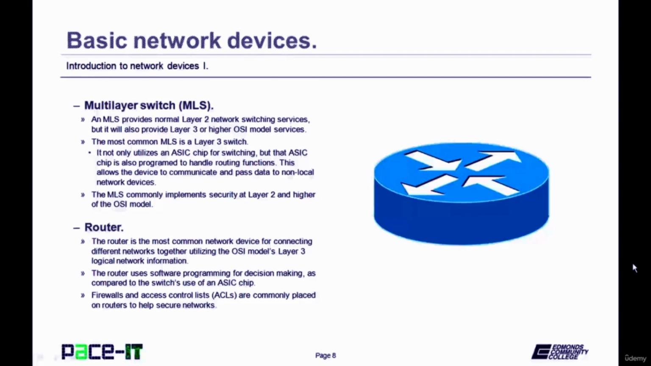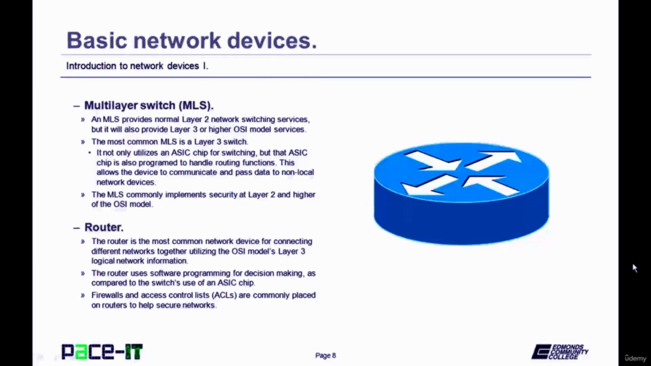It not only utilizes an ASIC chip for switching, but that ASIC chip is also programmed to handle routing functions. This allows the device to communicate and pass data to non-local network devices. The MLS commonly implements security at Layer 2 and higher of the OSI model. MLSs are not very common in small networks due to their expense. Then we have the router.